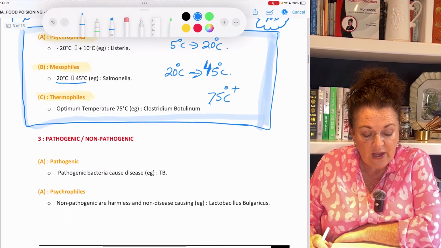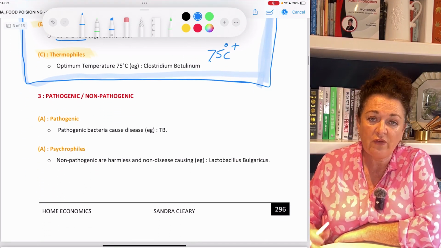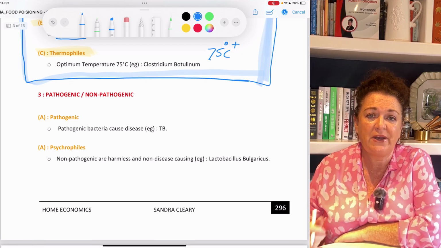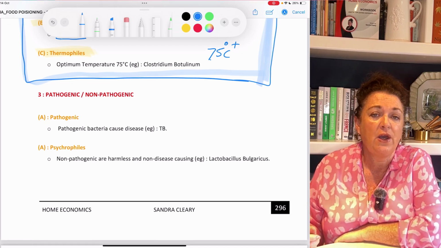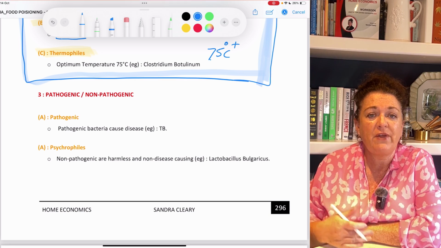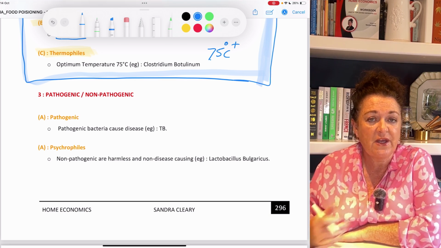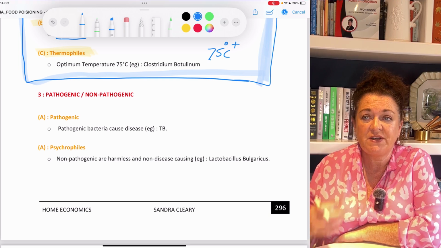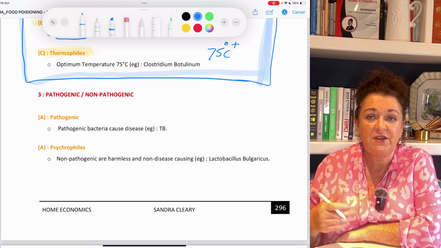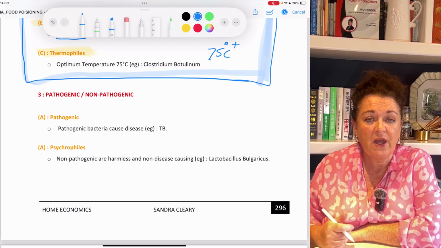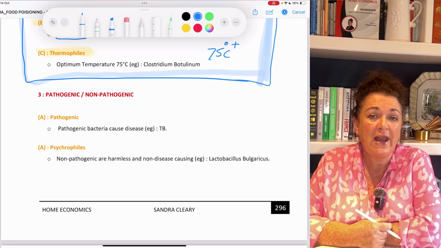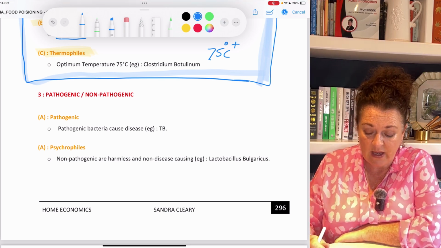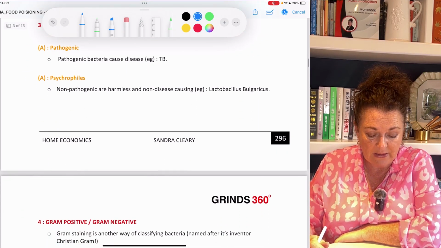So just to make sure that you learn that well, because it's not on the biology course. Then we have another way of classifying bacteria, pathogenic and non-pathogenic. We already know from before, pathogenic bacteria cause disease, non-pathogenic do not. So pathogenic bacteria might cause TB, tuberculosis, diphtheria, brucellosis. Non-pathogenic are lactobacillus bacteria, which are found in milk.